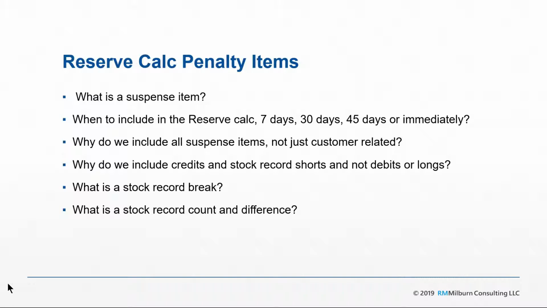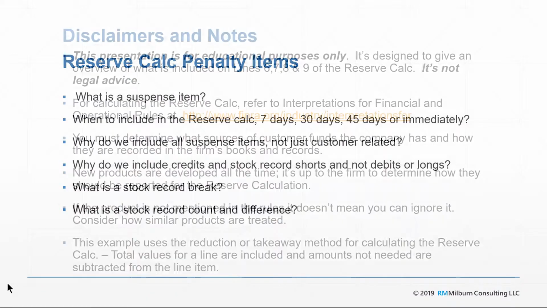And some of the questions we're going to discuss today is what's a suspense item? When to include in the reserve calc, whether it's 7 days, 30 days, 45 days, or immediately. Why do we include all suspense items and not just customer related? Why do we include credits and stock record shorts and not debits or longs? What's the difference between a stock record break, a stock record count, and the difference?